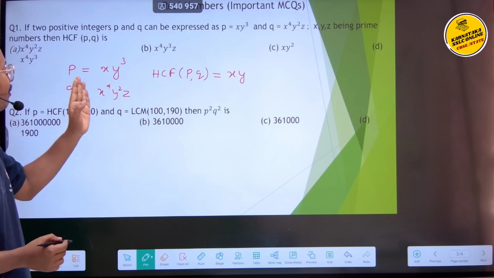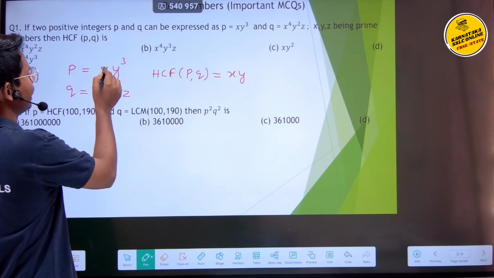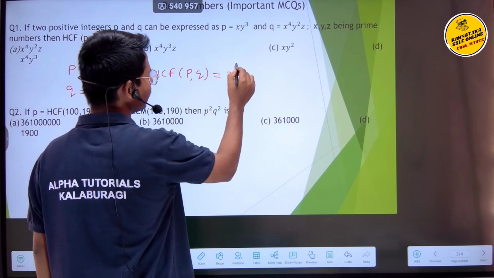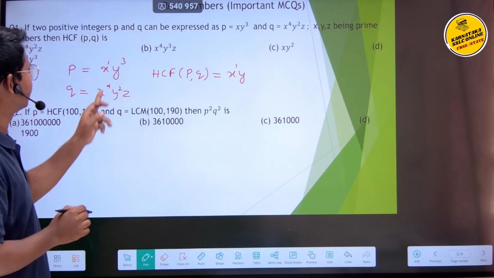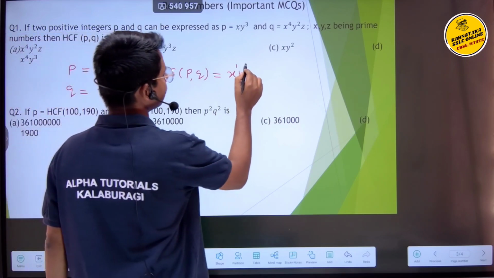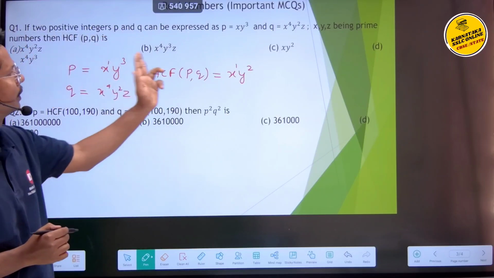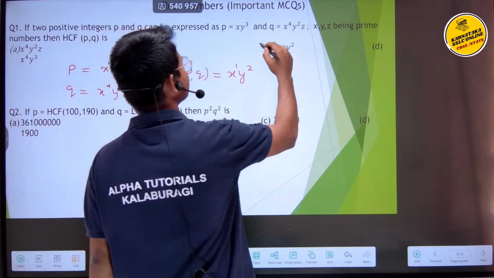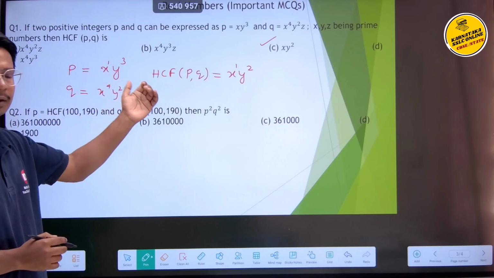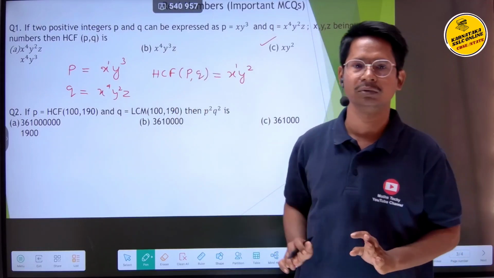Next, common factors with the least degree. Here x has degree 1 and there it is degree 4, so least degree means you take 1 only. X to the power 1 means x only. Then y cube and y square: the least degree is y square. So I take x y square. So x y square is option C, which is your correct answer. I did this just by knowing the definition of HCF. If you know the HCF definition, you can easily find it.